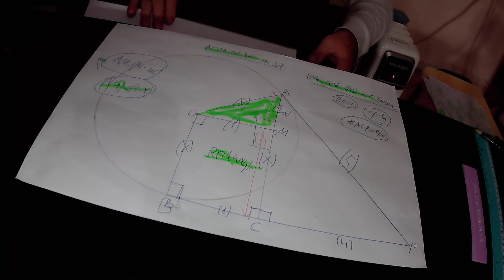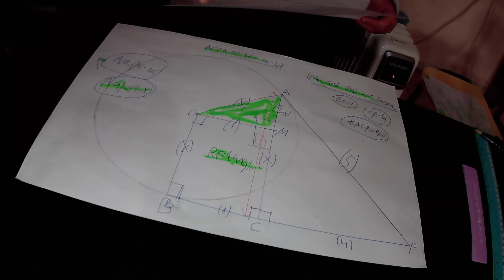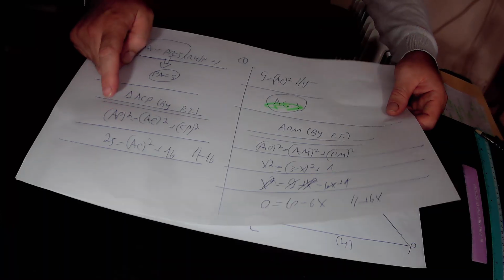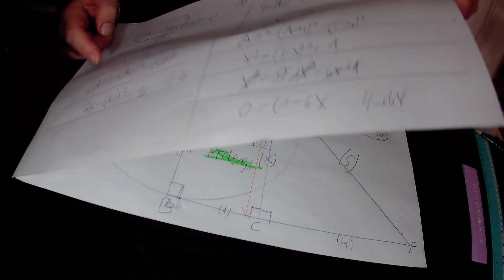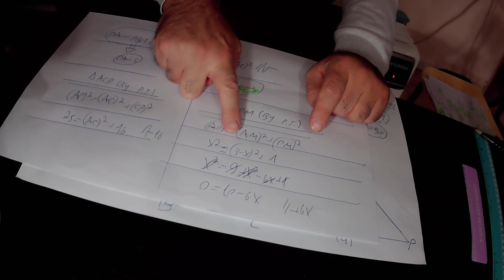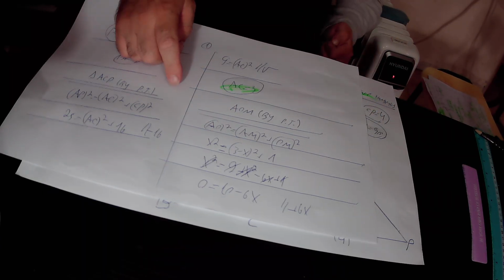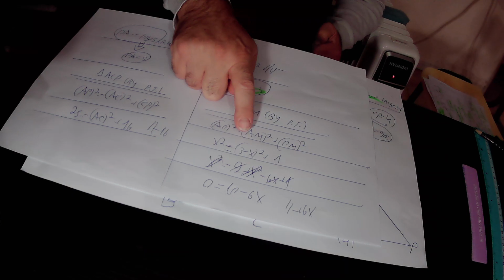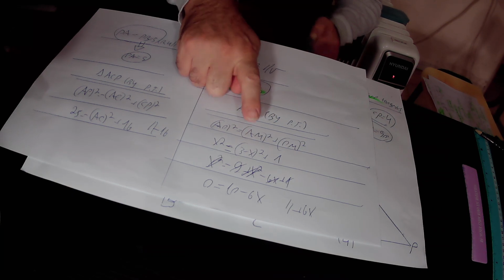So in total, we found that according to the Pythagoras theorem, in this right triangle AOM, x squared equals (3 minus x) squared plus 1. (3 minus x) squared equals 3 squared, that is 9, plus x squared, minus 2 times 3 times x, that is minus 6x, plus 1.